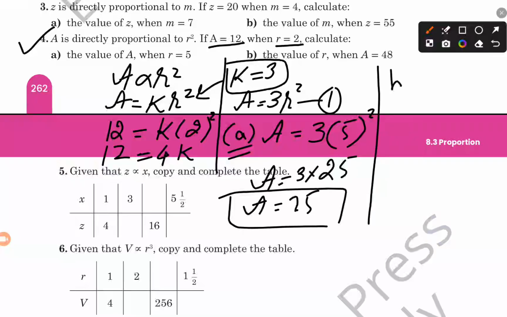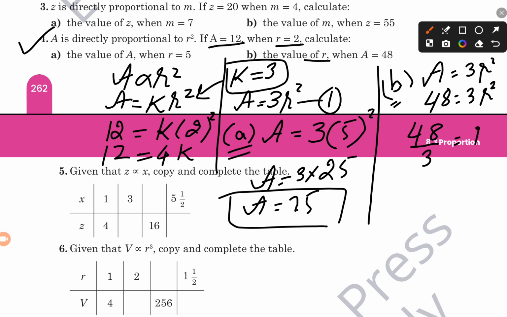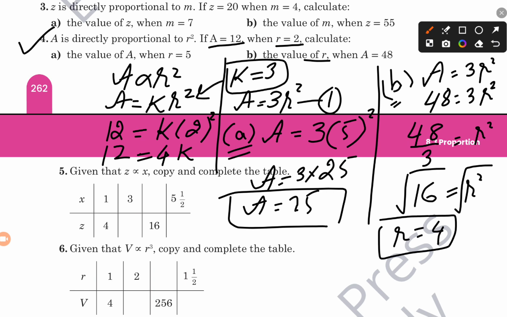Now part B: you need to find the value of R when A is 48. Write the original equation here. A equals 3 R square. A is 48 and R you need to find here, which is R square. But we need to find the value of R, not R square. 48 over 3 is 16. R square equals 16. Now we need to take the square root on both sides to get the value of R, which will be 4. So the answer for R is 4 and the answer for A is 75. I hope you get the concept for question number 4 as well.